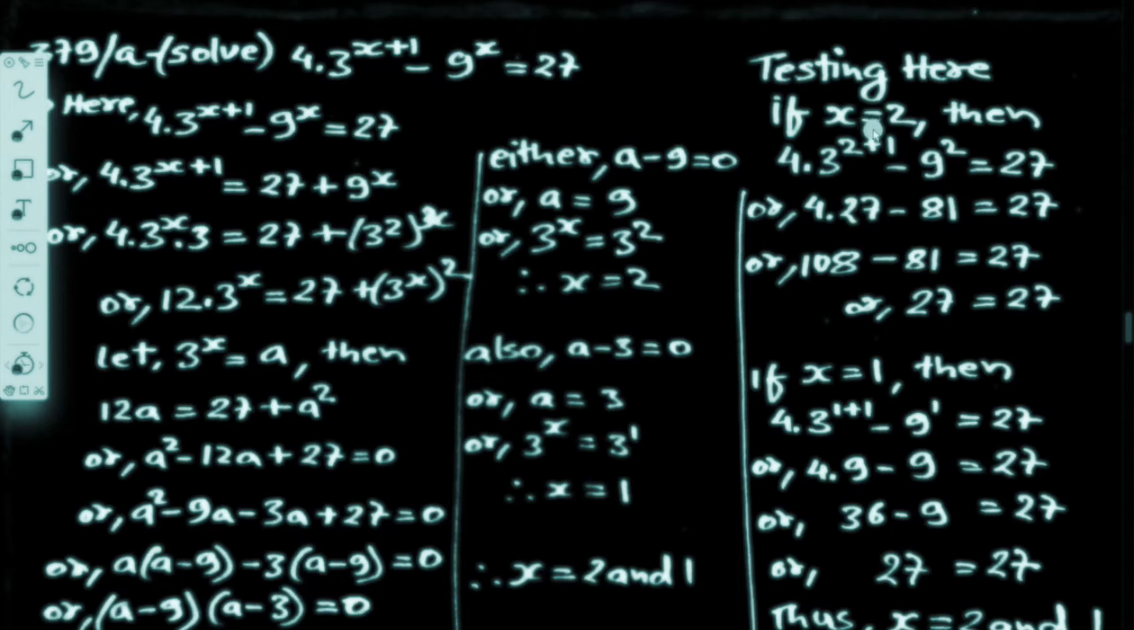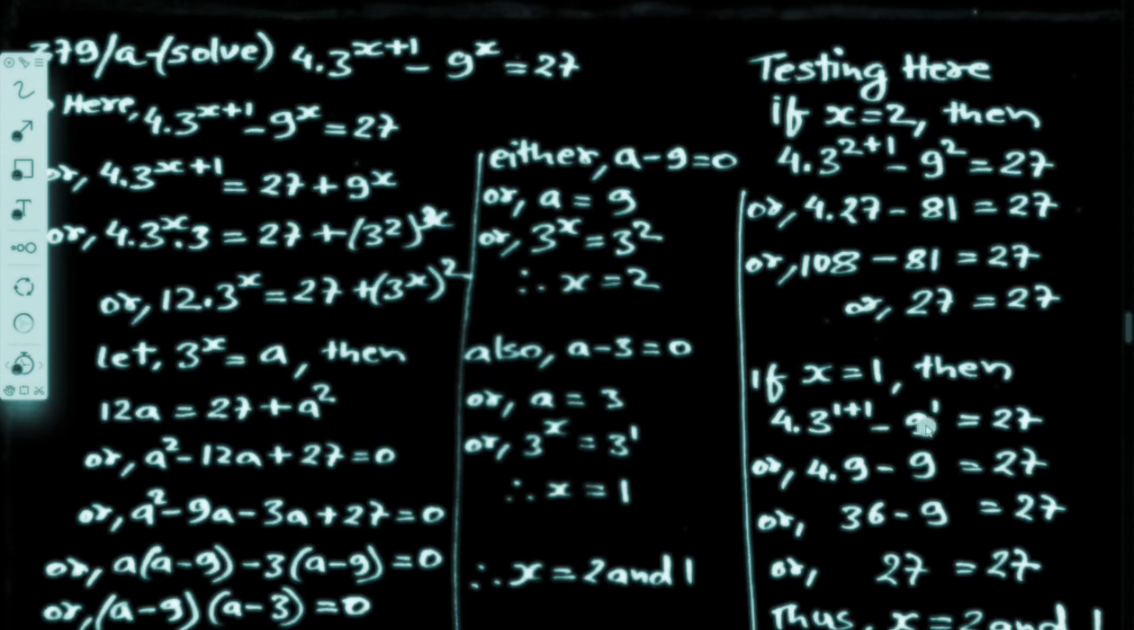Again for the next answer, if x equals 1, then we put 4 into 3 power 1 plus 1 minus 9 power 1 equals 27. 3 power 1 plus 1 means 3 power 2, and 3 power 2 means 9. So 4 into 9 minus 9 equals 27. 4 into 9 is 36, 36 minus 9 is 27, and 27 equals 27.